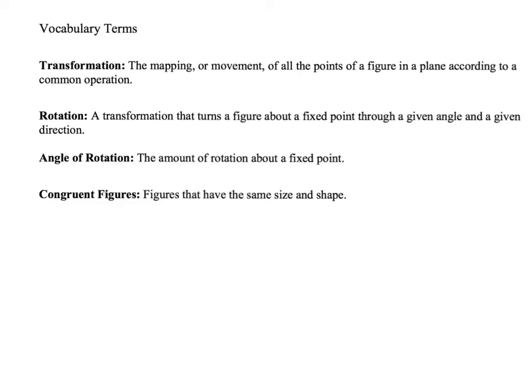Here are our vocabulary terms for this lesson. Again, we have the word transformation, which is the movement of all points of a figure on a coordinate plane, according to the same operation. Today's new words are rotation, which is a transformation that turns a figure about a fixed point through a given angle and a given direction. Angle of rotation: this is the amount of rotation about a fixed point. And we have congruent figures. These are figures that have the same size and shape.